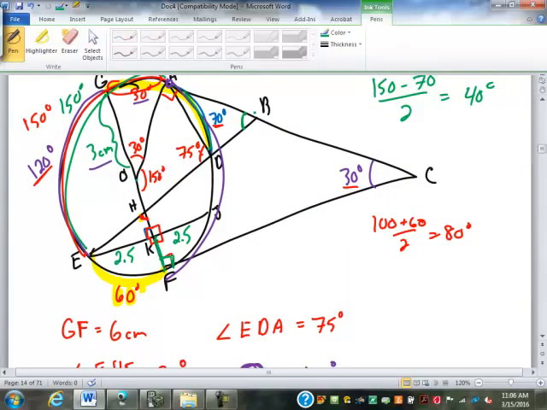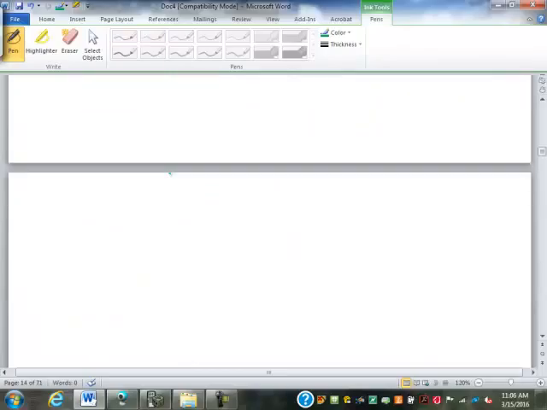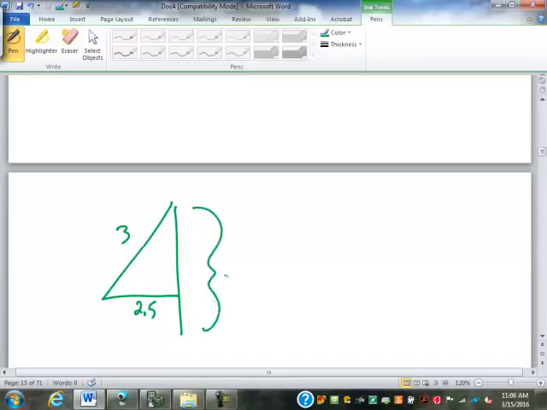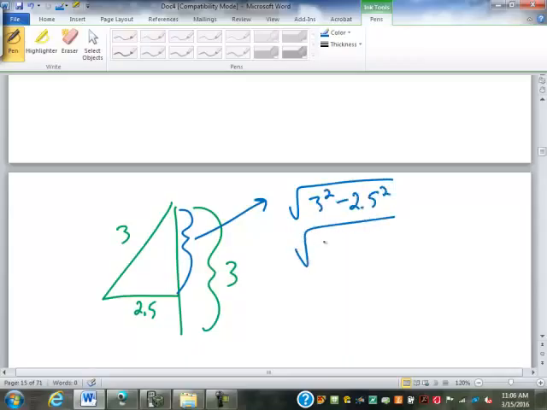KF right here? Well, you can find that off of this. You know this is 3 and this is 2.5, so you can find that. I'm going to draw that down here. You know this whole thing here has to be 3. So if you find this, you can subtract it from 3. That is going to be the square root of 3 squared minus 2.5 squared, which would be the square root of 9 minus 6.25, or the square root of 2.75.